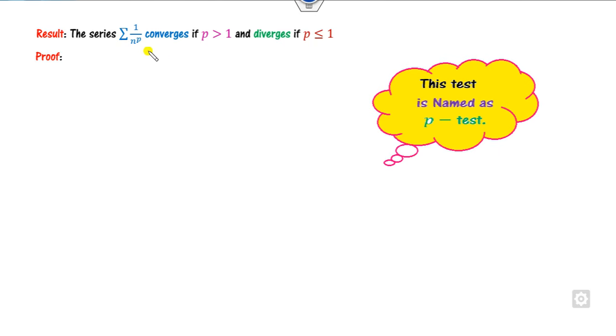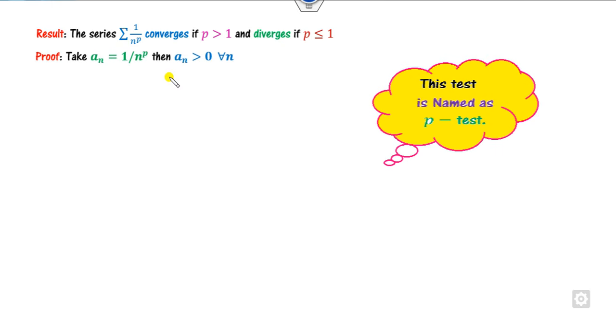What does the P test say? If you have a series of the form 1 by n raised to power p, then it converges whenever p is greater than 1, like 1 over n squared. You can see 2 is greater than 1, so this series is convergent. We all know that the harmonic series is divergent, because p is equal to 1, it is divergent.